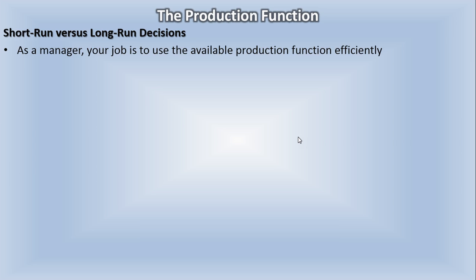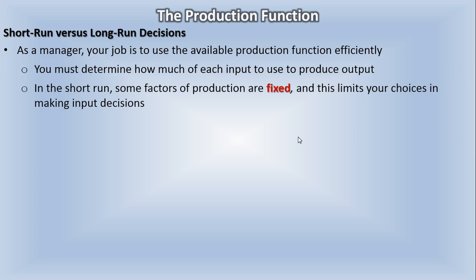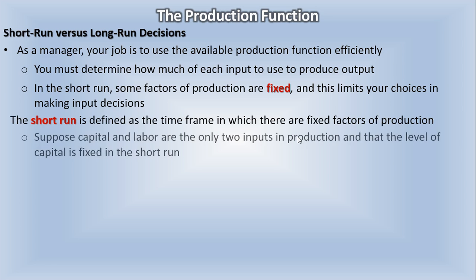So as a manager, your job is to use the available production function as efficiently as possible. You have to determine how much of each input to use to produce output. In the short run, some factors of production will be fixed, and this limits your choice in making input decisions. If your factory's fixed, all you can do to change your output is to change the number of workers you have. That's it. So your variable input is your only means of expanding your output. And again, you are limited by the fact that you are in the short run. There is a factor of production that is fixed.